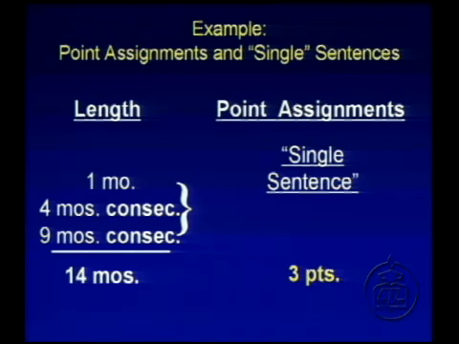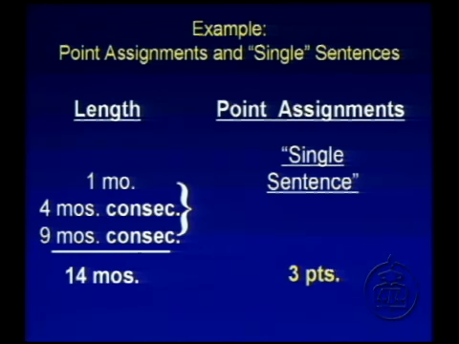The length of the prior sentence is going to be determined on the aggregate amount of time that was imposed. So when we add up all of that time, that results in the length of the sentence being 14 months, which would result in the application of 3 criminal history points for that group of prior sentences.